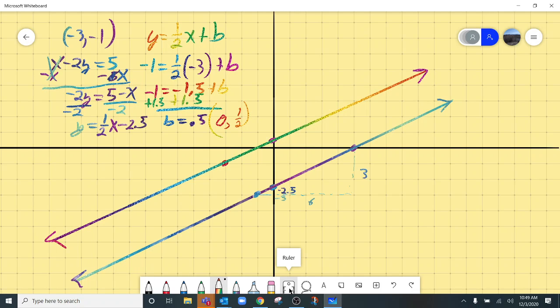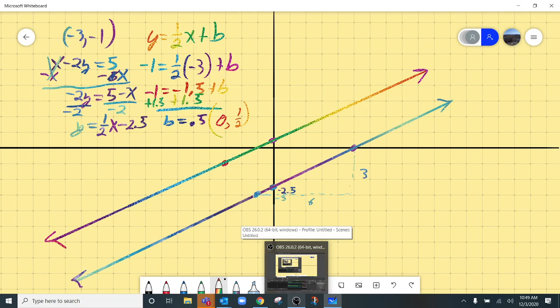Okay, I am going to do a little bit more with this. I'm going to do a perpendicular line as well, but what I'd like you to do is just take a minute and see if you can figure out what an example of a perpendicular line would be for this.